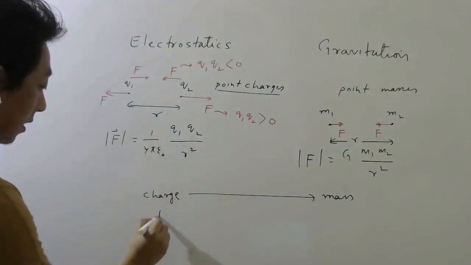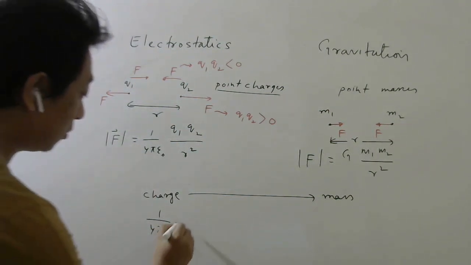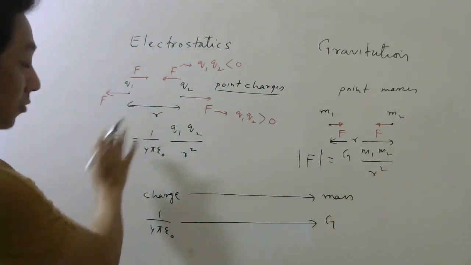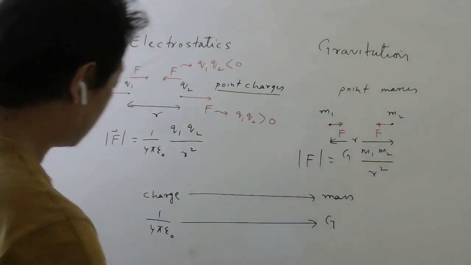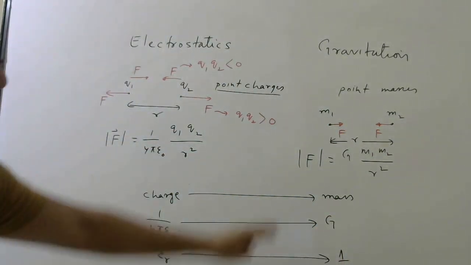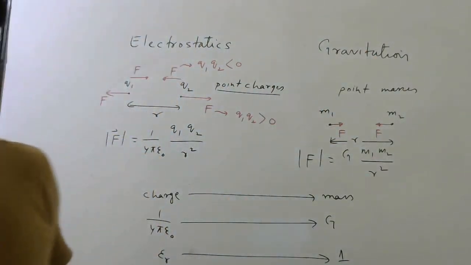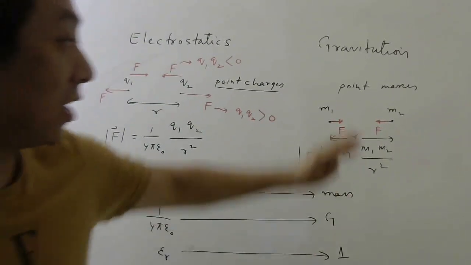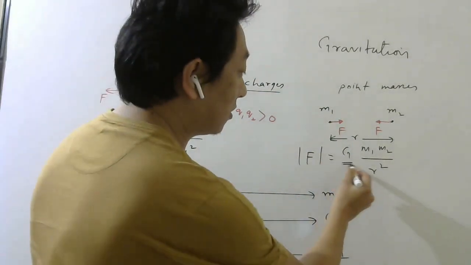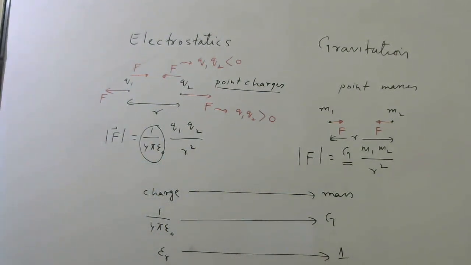And here 1 by 4 pi epsilon naught, in the formulas, if there is 1 by 4 pi epsilon naught, you should replace it by G. Also, if I put a medium, you know the force changes. Here the force will not change. So here epsilon R, you should write as 1, because gravitational force does not depend on the medium. So if you put water here, it doesn't matter. Even if there is a dielectric medium, the gravitational force will remain the same. So this is a universal constant. But this constant here depends on the medium. We have seen that, right? Okay. So that's the first thing to remember.